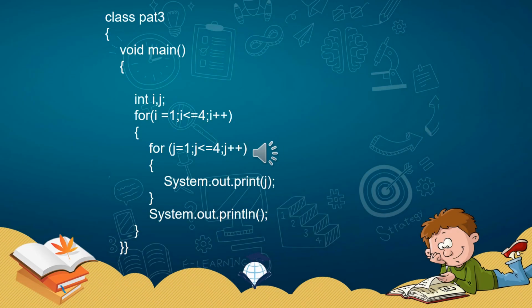This pattern has 4 rows and 4 columns. It prints the number instead of a symbol. So inner loop J ranges from 1 to 4, and outer loop I also ranges from 1 to 4. It prints the loop value, that is J.